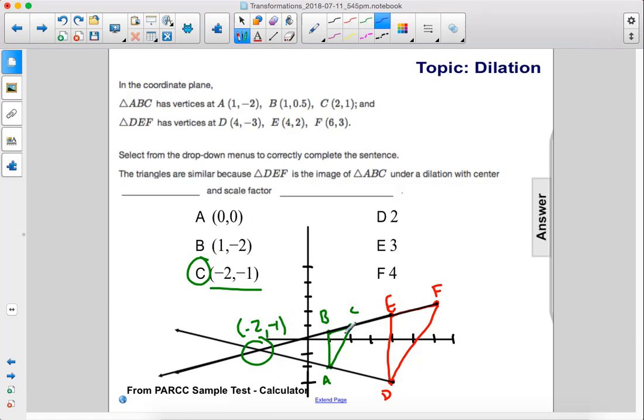And what is the dilation? Well, what is the measure of this side here from A to B? It goes from -2 up to 0.5, so this is 2.5. And what's the measure here? It goes from -3 up to 2, so this is 5. So 2.5 and 5, you multiply 2.5 times 2 to get 5. So the dilation has a scale factor of 2. We multiply every side here by 2 to figure out the sides here. So the answer is C and D.